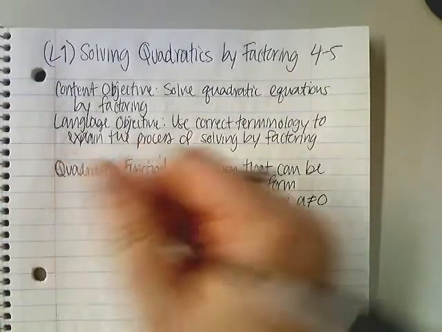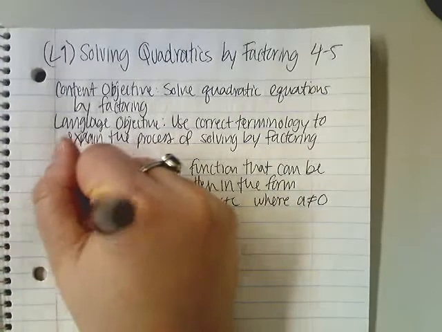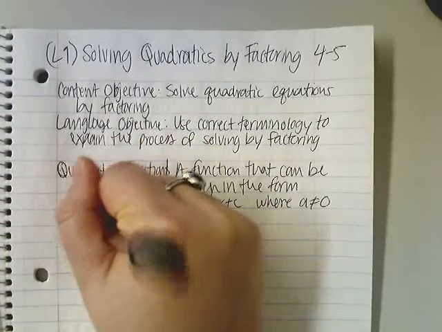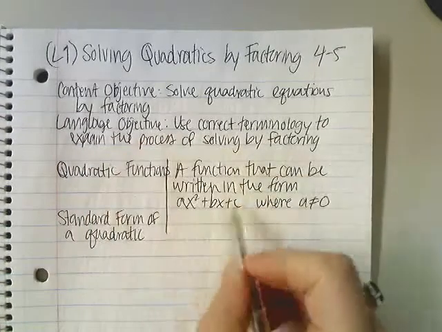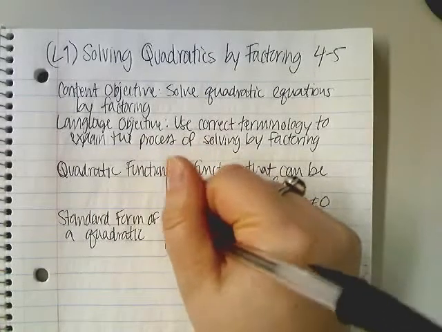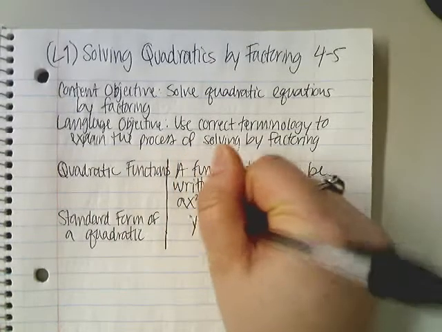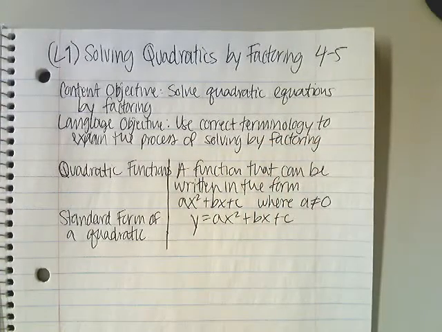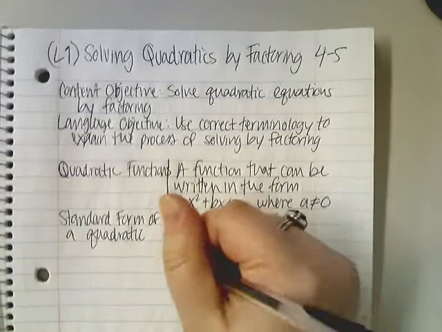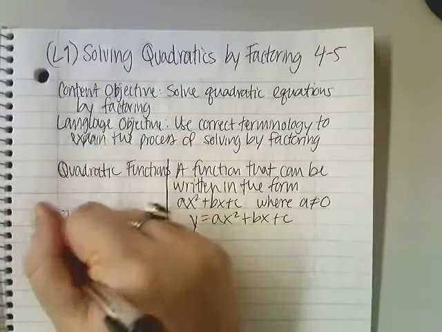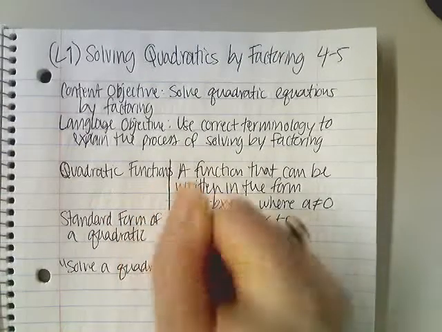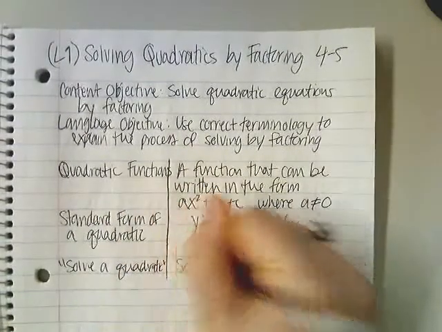And so that brings us to our next vocab word, the standard form of a quadratic. And that's just this form, but f of x or y equals that. So we can say the standard form of a quadratic is y equals ax squared plus bx plus c. And today, as you saw in our objective, we're trying to solve quadratic equations. So to solve a quadratic means to solve for the x-intercepts or zeros.